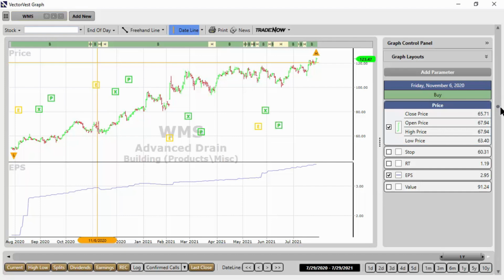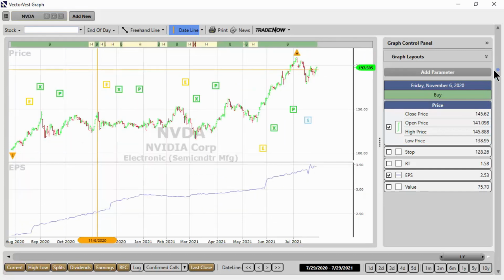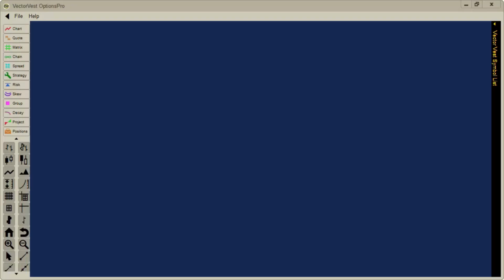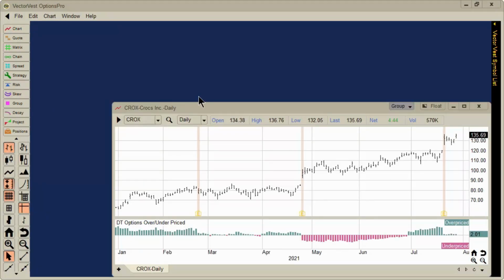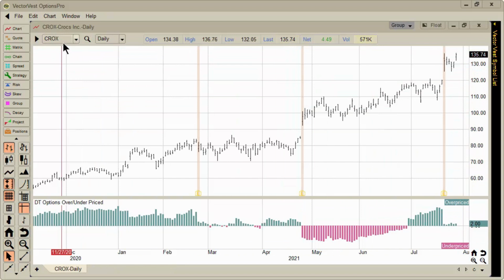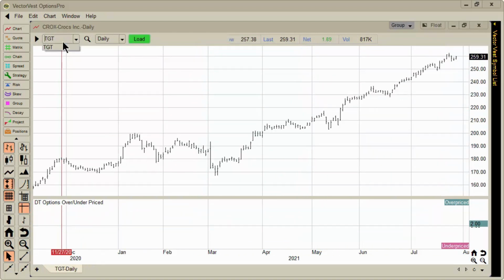So let's do this. I think we found a really good example in Target. So let's take a look at Target, and let's set up an income trade for this, and let's run through a couple of different scenarios. First thing I'm going to do is switch to our Options Pro software, which handles all of our options analytics. So let's go to Options Pro. I'm going to open Chart in the upper left-hand corner, and I actually was looking at Crocs earlier. I'm going to go in the upper left-hand corner again and click on TGT and hit Enter.